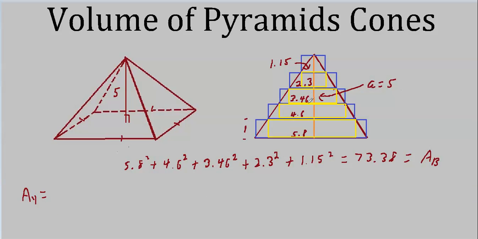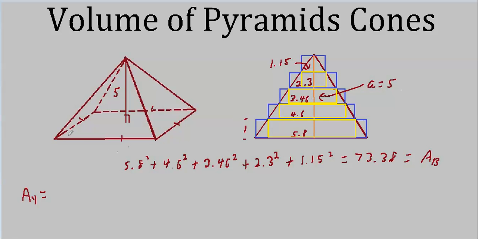Well, if I add all these up, I've really got just about the same thing, except that I don't have a 5.8 in here anymore, because this from here to here is now 4.6. It has the same length as the upper blue one, or the smaller blue one. This one now has length 4.6. This one has length 3.46 on up to 1.15. So it's 4.6 squared plus 3.46 squared on up like that.